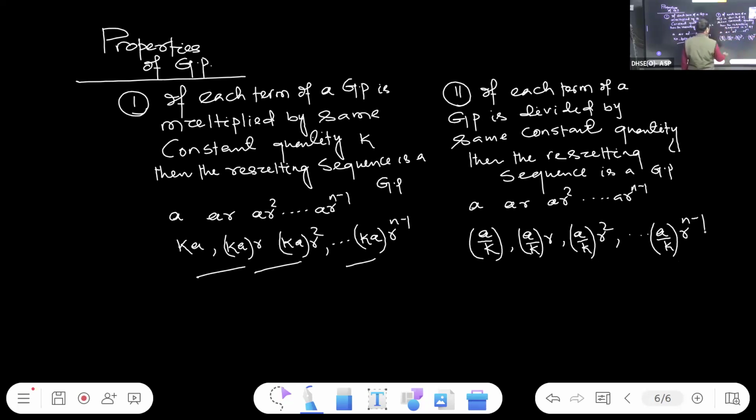The ratio of the second term and first term is R. Ratio of the third term and second term is R. The ratio of the nth term and n minus 1 term is R. Common ratio is maintained and the sequence is a GP. If the common difference is maintained, then the sequence is an AP. If common ratio is maintained, then the sequence is a GP. I hope it is clear to you. Is it clear? Write in the chat box.